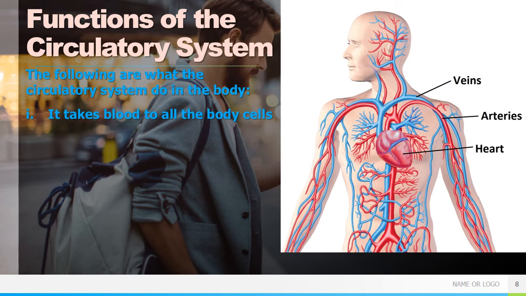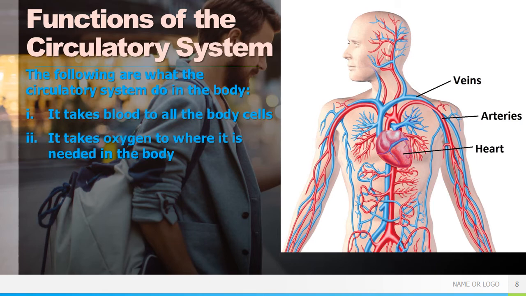The first one there is it takes blood to all the body cells. Just imagine, for example, in your body you have only the respiratory system. That means you will not be what? Normal. You will not be what? Healthy, because blood cannot be moving in your body. It takes blood to all the body cells.